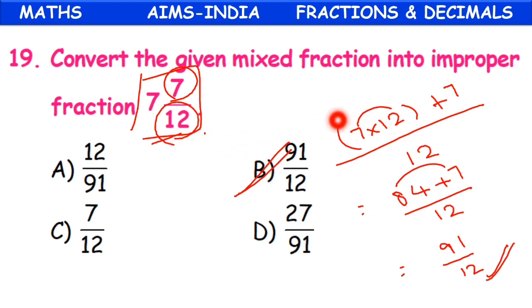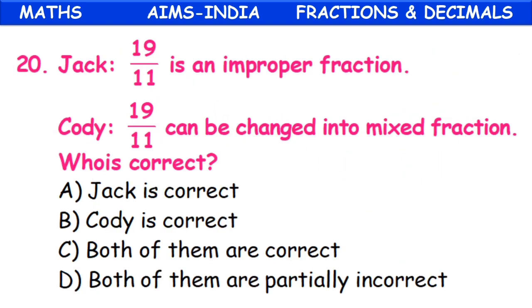Yes, how did we convert? Multiply the denominator and whole number together, and to the product we need to add our numerator. The denominator will be as it is, no change in the denominator. Next, question 20. Jack is saying that 19 by 11 is an improper fraction, and Cody is saying that 19 by 11 can be changed into a mixed fraction.